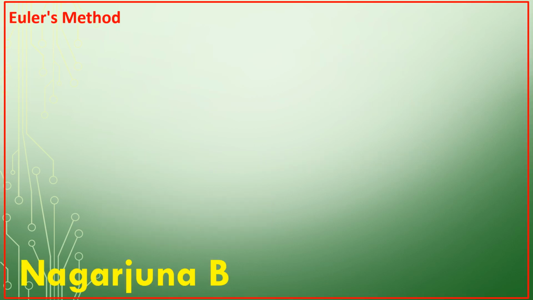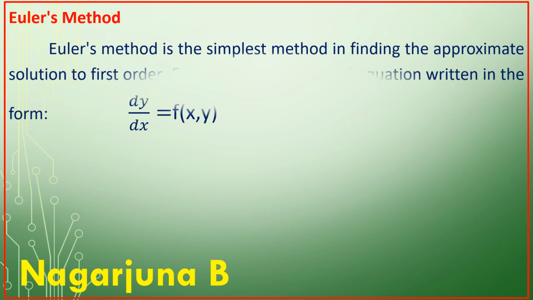Euler's method. Euler's method is one of the three methods which we use for finding a numerical solution of a first order first degree differential equation in the form dy by dx is equal to f of x comma y. Among the three methods are Euler's method, then Runge-Kutta method. Euler's method is the simplest method to find the approximate solution to a first order first degree differential equation written in the form dy by dx is equal to f of x comma y.